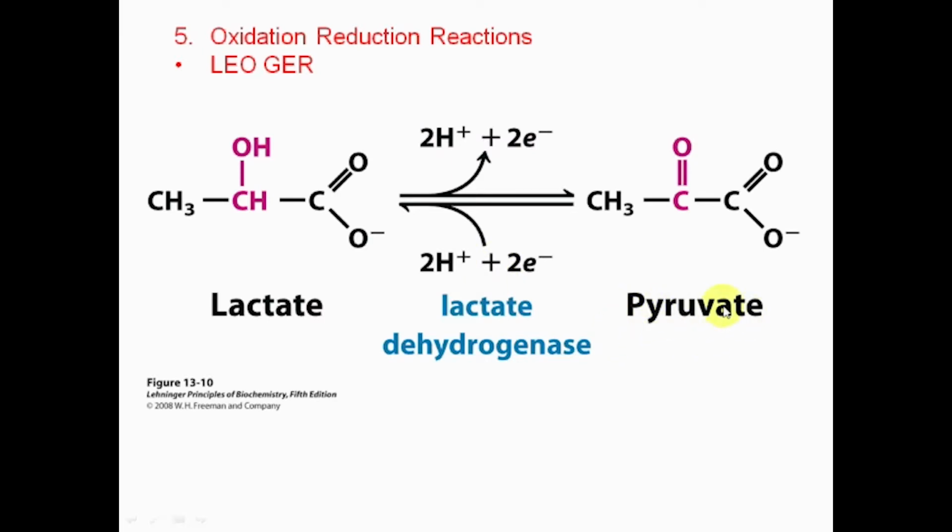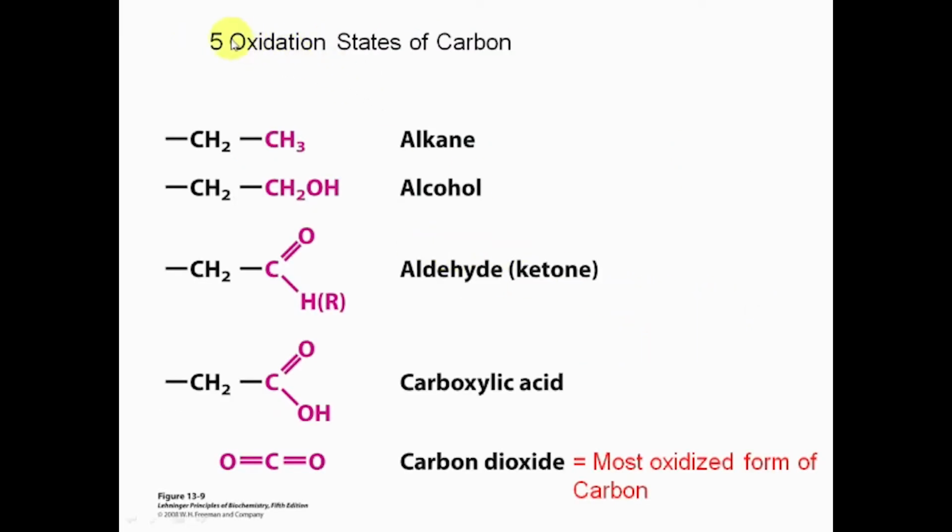This is pyruvate. He's going to be pretty important later on. And so within the oxidation reactions, there's 5 oxidation states of carbon. As we move downward, we become more oxidized, and carbon dioxide is the most oxidized form of carbon.